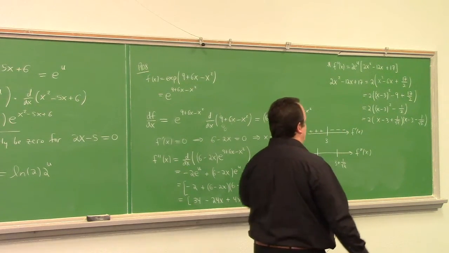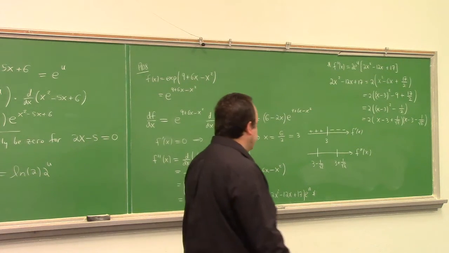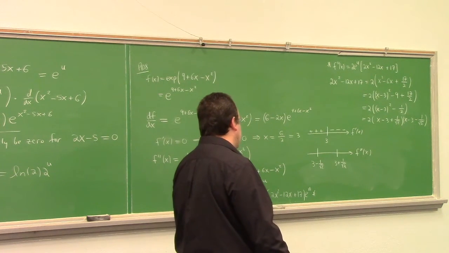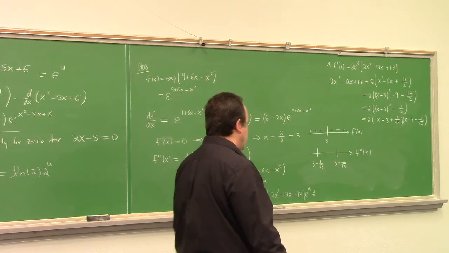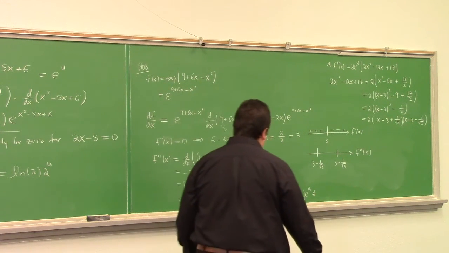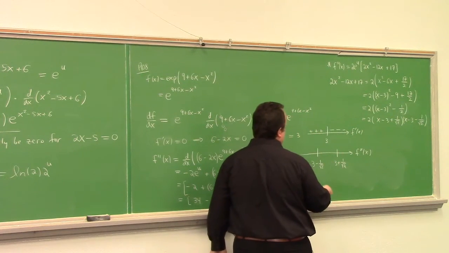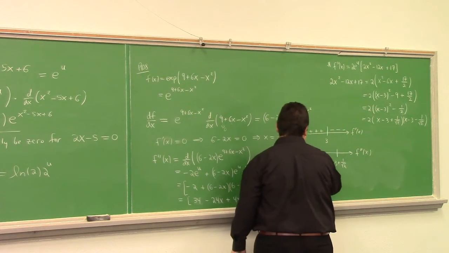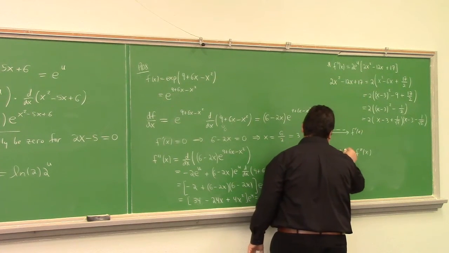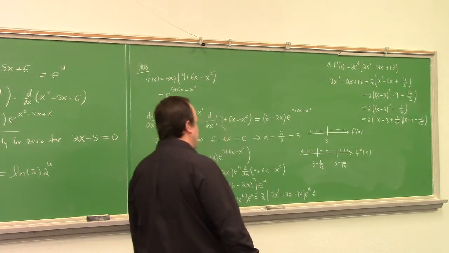Or you could use the quadratic formula to find the zeros too, right? That's another method. But in any event, there's the second derivative sign chart. If we plug in numbers to that, we're going to get positives, negatives, positives again, like that.